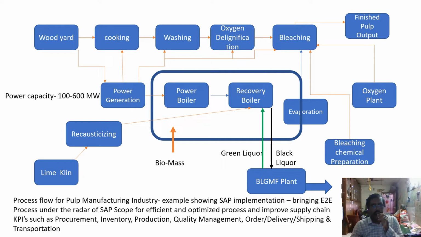delignification, bleaching. Also there are the power boilers and recovery boilers for internal operation, and to give power for the recasting and lime clean operations, and for the BLGM plant, oxygen plant, everything. It requires to be operated using a captive power plant within the pulp industry or pulp plant. So power is for giving input for generating power.